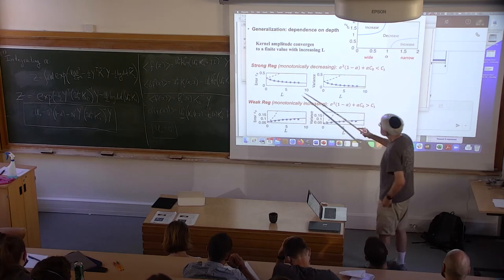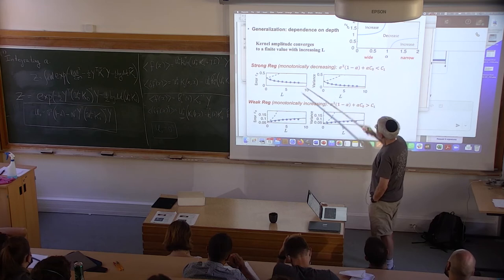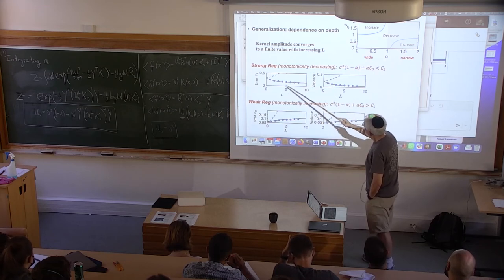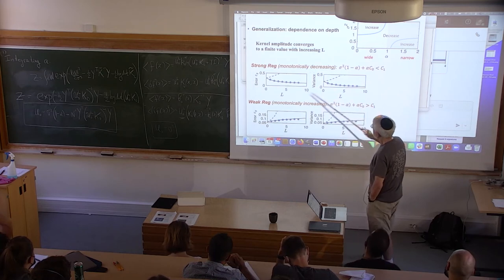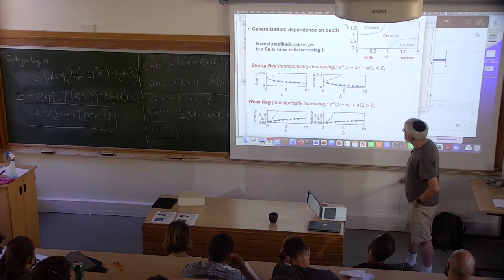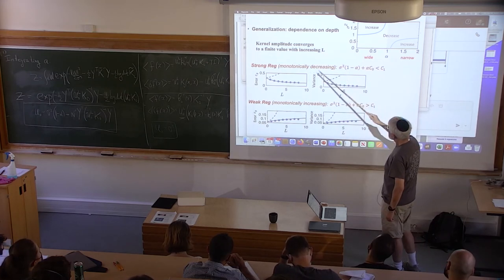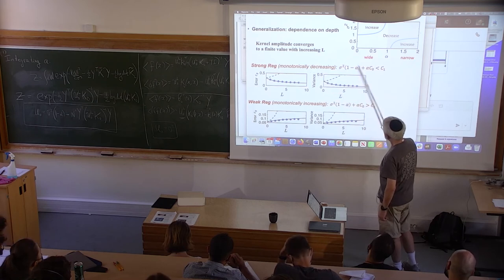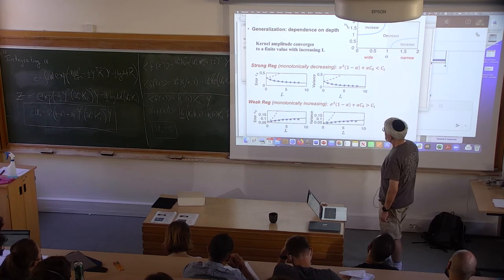But you see, interestingly, a very different behavior in the case of the finite alpha. Here, it actually goes down with L. The variance goes down, and therefore the generalization error goes down with L. Because in this regime the regularization is strong enough, there is alpha dependence here. So actually you gain with depth.